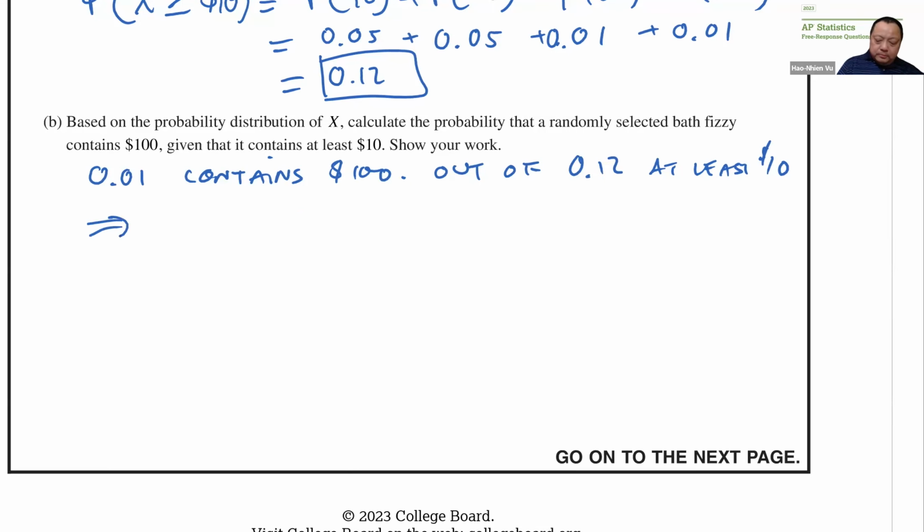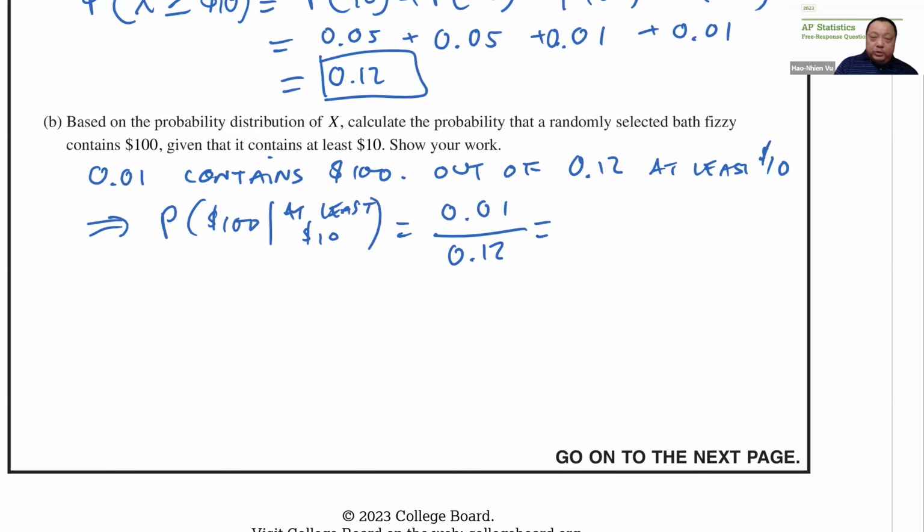Therefore, the probability of having $100, given that we're getting at least 10, is 0.01 divided by 0.12, which is the same as 1 divided by 12, which is 0.0833 repeating. So we round to 0.083.